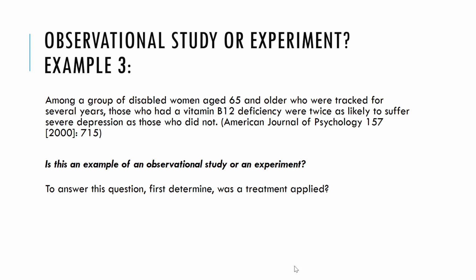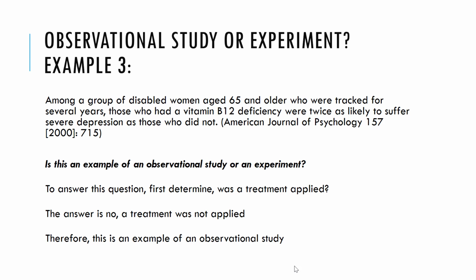Again, is a treatment being applied? And the answer here is no. There is no treatment being applied. If the problem had said that these women were being given vitamin B12 supplements, then yes, a treatment would be applied. However, we are simply observing this group of women and finding out whether or not a vitamin B12 deficiency is present in these women. Therefore, since we are simply observing, we are not applying a treatment, this is an example of an observational study.